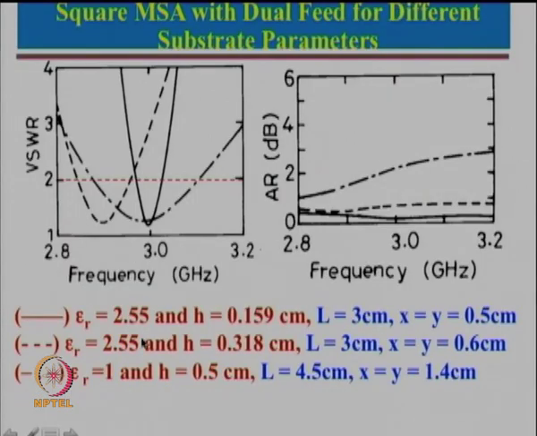So, epsilon r 2.55 with two different h, and then epsilon r 1. What we notice is that by increasing the substrate thickness and reducing epsilon r, we could get a much wider VSWR bandwidth. However, axial ratio becomes slightly poorer for epsilon r equal to 1 and h equal to 0.5, but still it is within AR less than 3 dB.